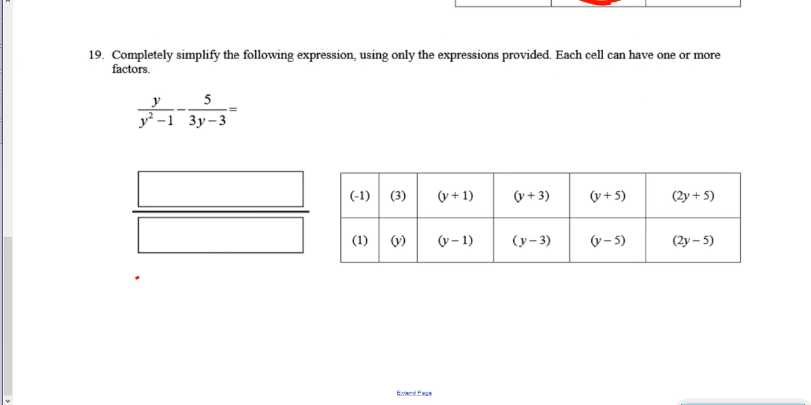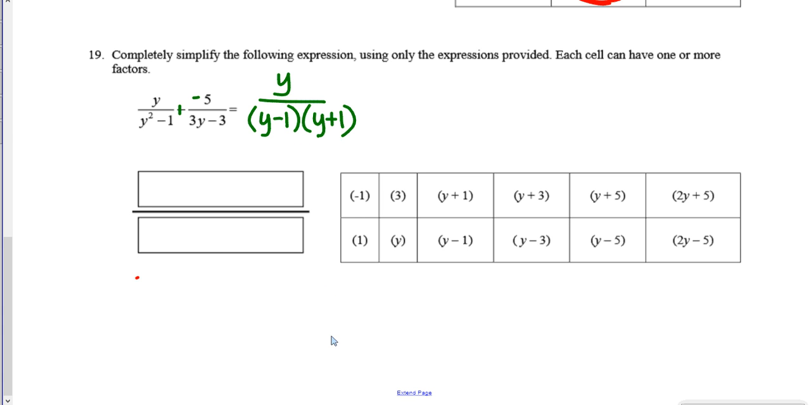Okay, number 19 is the last problem here. It is a subtraction problem. So again, just like all the other ones, I'm going to start out and factor first, although I probably would change it to add a negative 5. My first factor, y squared minus 1. It's a difference of squares. y minus 1, y plus 1.